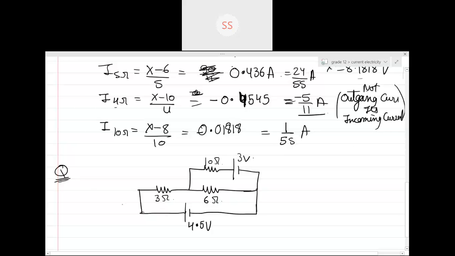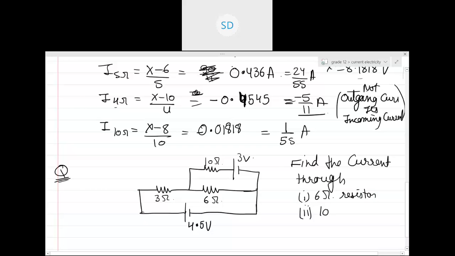This is the question. The question is: find the current in the 6 ohm and the 10 ohm resistor. Whatever current is going through the 10 ohm will be the current through the 3-volt battery as well, right? Yes or no? I'll write it. Find the current in the 6 ohm resistor, and the second is the 10 ohm resistor.